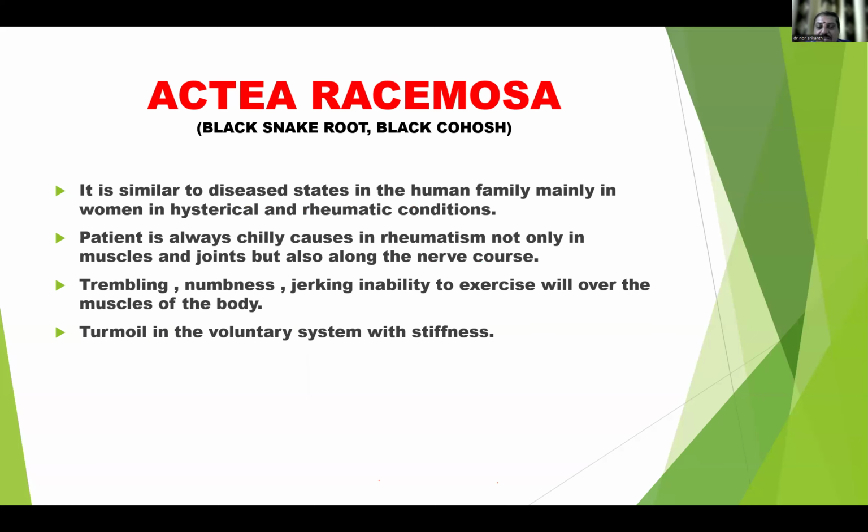So Actea racemosa, the black snake root, called black cohosh, is similar to disease states in the human family, mainly in women, in hysterical and rheumatic conditions. So patients suffer from both hysteria and rheumatism here in these Actea racemosa cases. So there is both rheumatism and hysteria. Patients will be in such a sort of depression that they seldom speak a word.